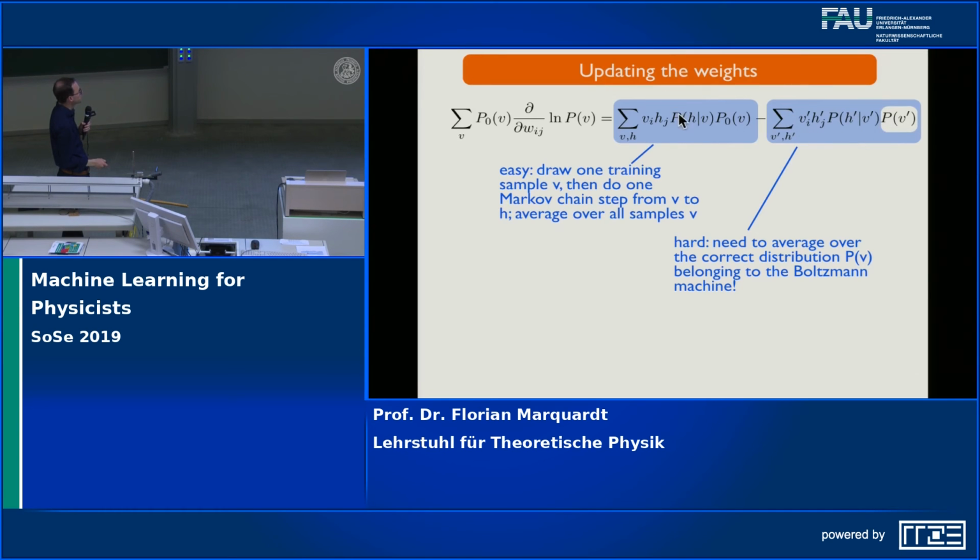It almost looks the same, but unfortunately, instead of P0, I have P of V. Now, in principle, we know, of course, how to sample from P of V, because we said we can construct this nice Markov chain I told you before. But at least we would have to do this. I would have to go through the full Markov chain.